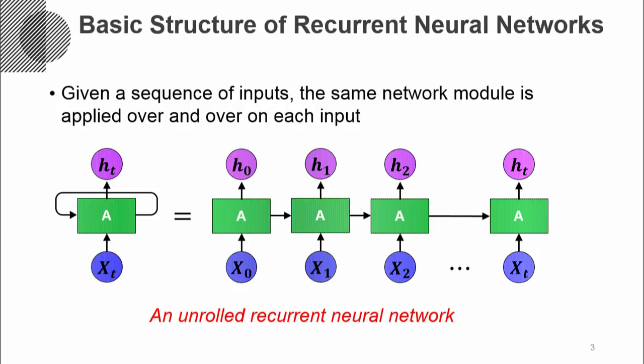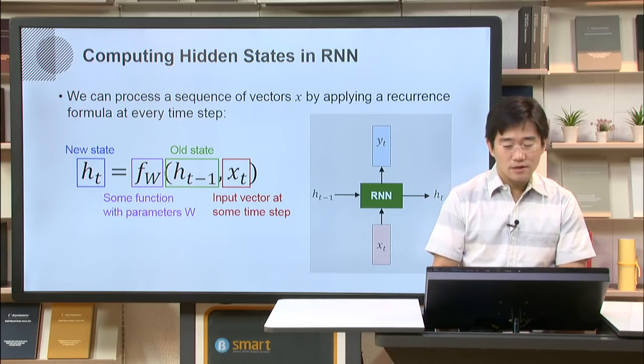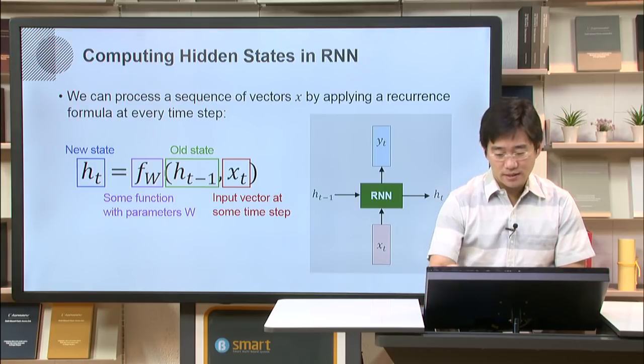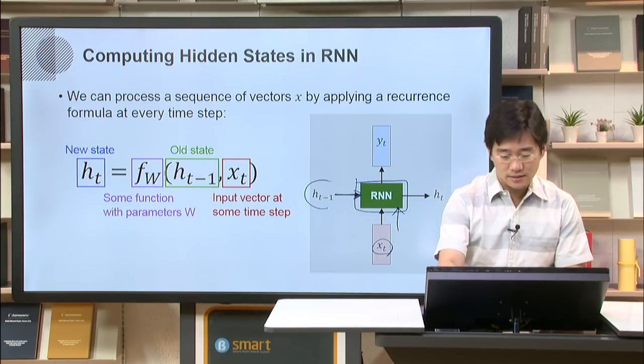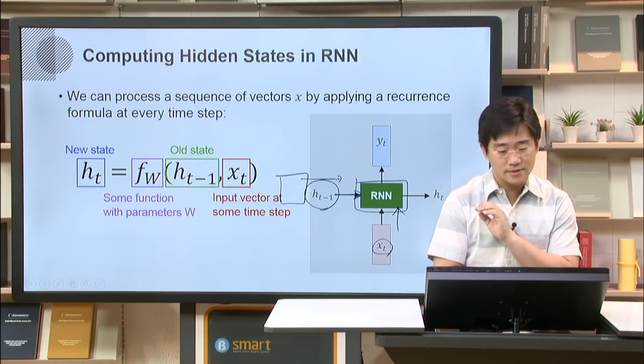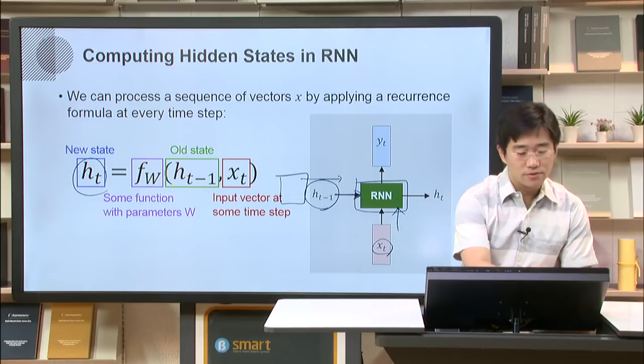And this is the basic structure of a recurrent neural network. It basically takes an input as a sequence of some data, and then the same network module is applied over and over on each input at different time steps. And in terms of basic input-output setting, one particular module of an RNN will take an input of xt at the current time step, as well as the hidden state output from the previous time step. And then using them as an input, it computes the new hidden state.